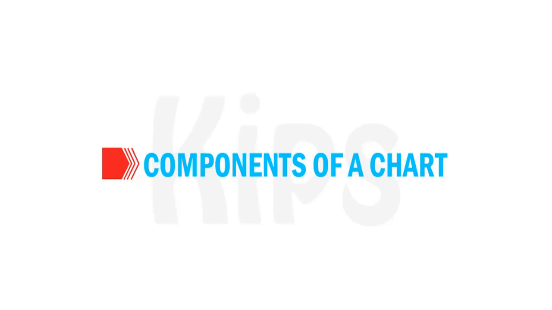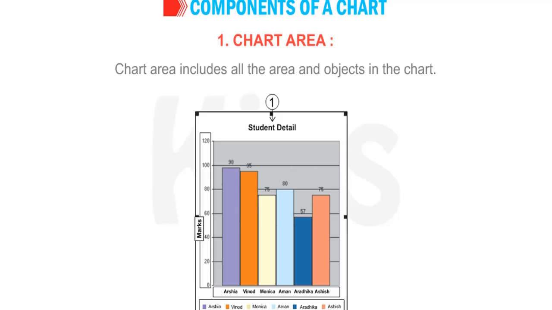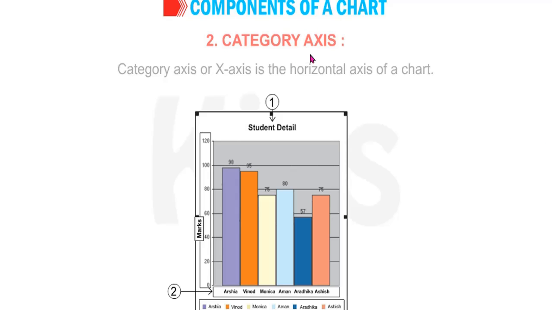We will see what the components of a chart are. Chart area includes all the area and objects in the chart. The full area is called chart area. That is the first component. Second, category axis. Category axis or x-axis is the horizontal axis of the chart. You know there will be an x-axis and y-axis. So this is the x-axis, category axis.